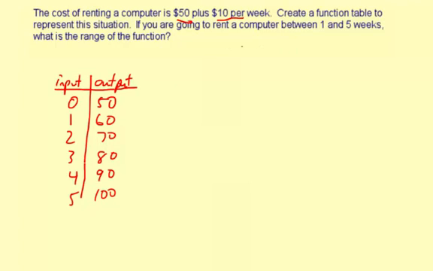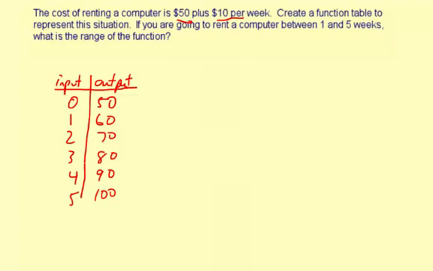Okay, so let's take a look at this question again. If you're going to rent a computer between 1 and 5 weeks, what is the range of the function? Well, they're talking about between 1 and 5 weeks. You can't really rent a computer for 0 weeks. I mean, that just means I'm going to give you $50 because you're not giving me the computer for less than a week, at least based on this rate of $10 per week. So 1 to 5 is what actually makes sense for the context of the problem.